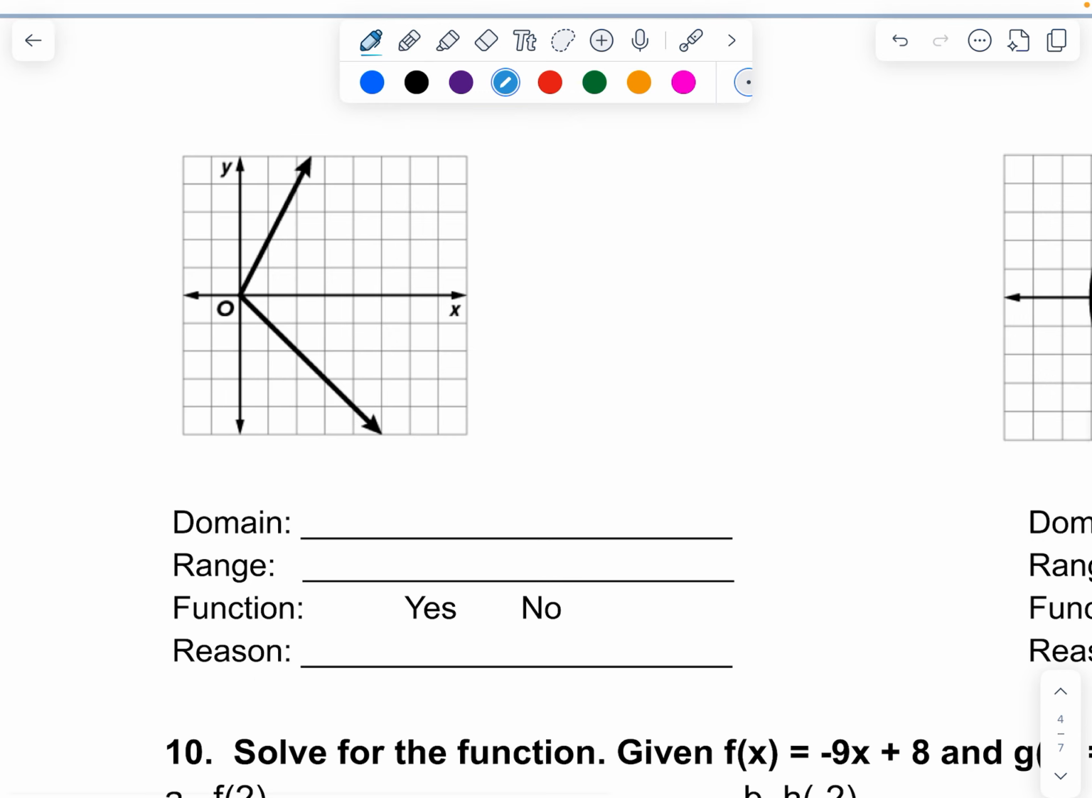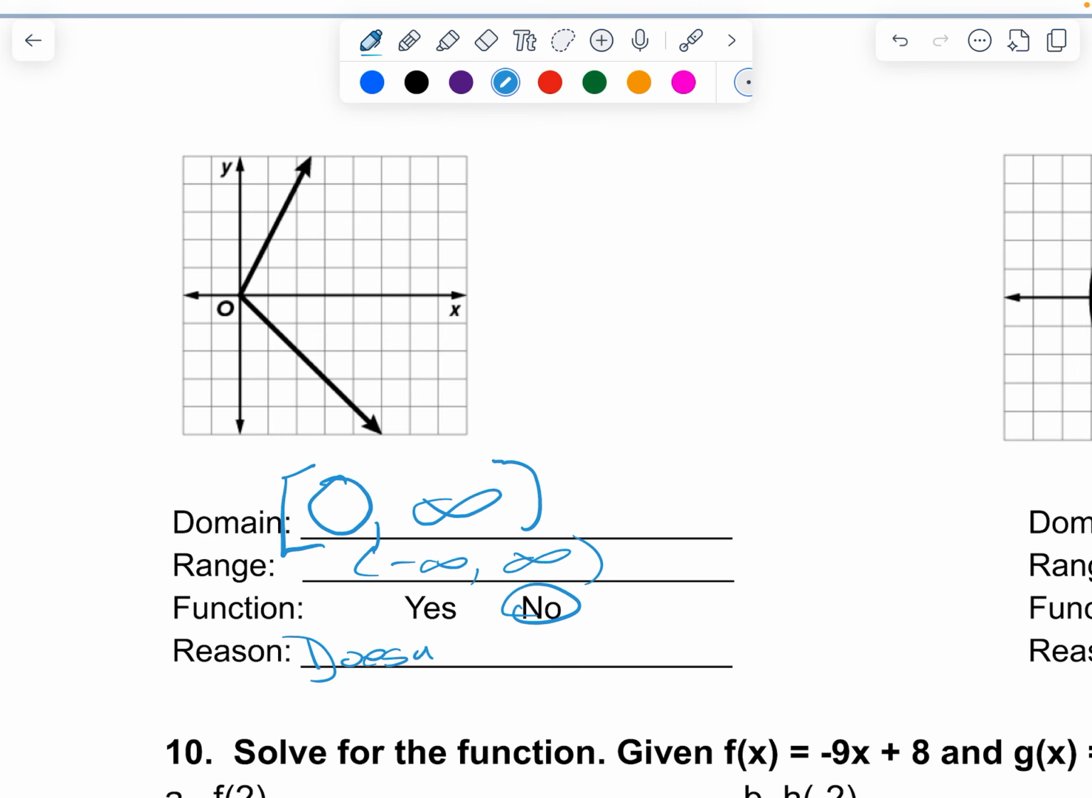This one, the domain, the smallest that it can be is 0. The highest is positive infinity. The range can go from negative infinity to positive infinity. Is it a function? No. It doesn't pass the vertical line test.